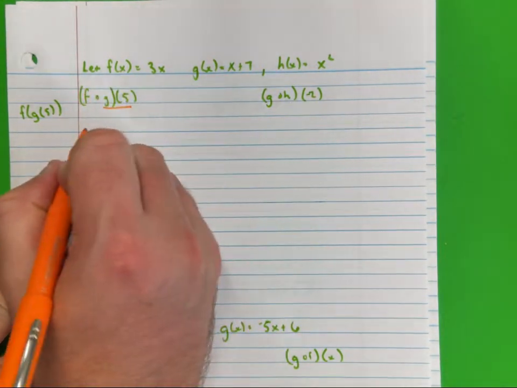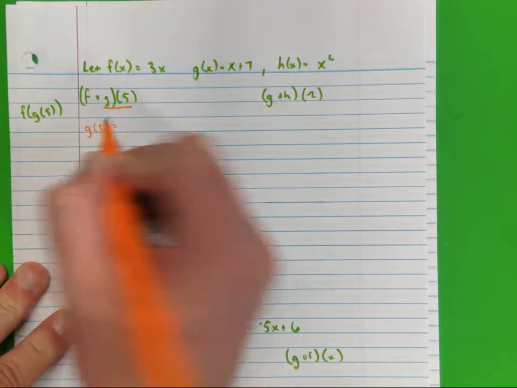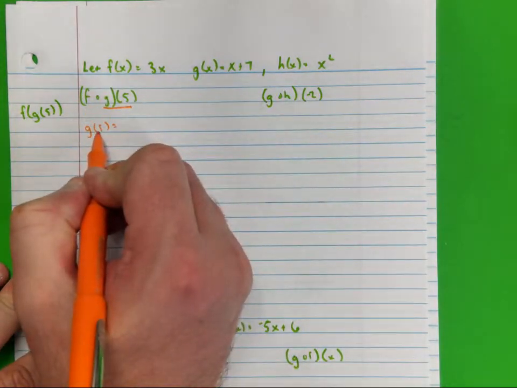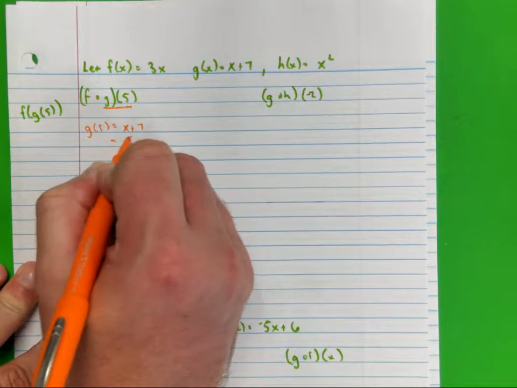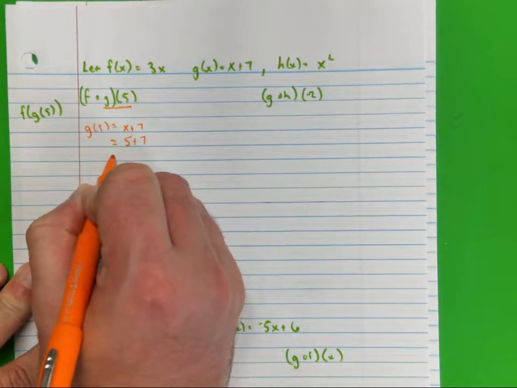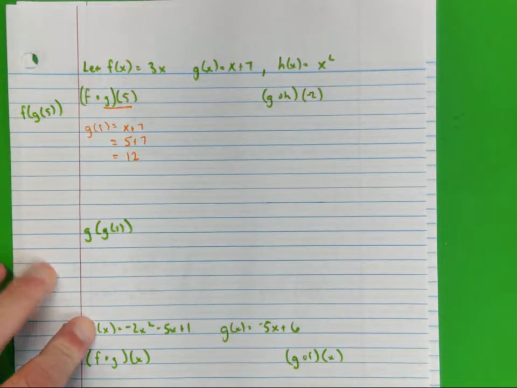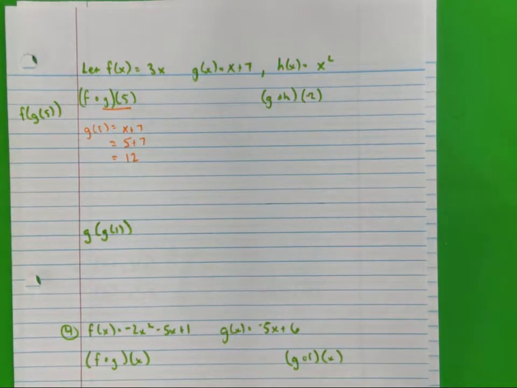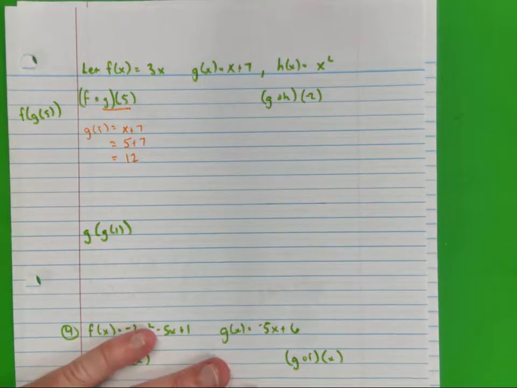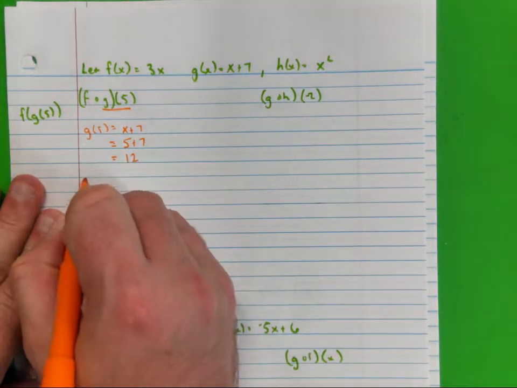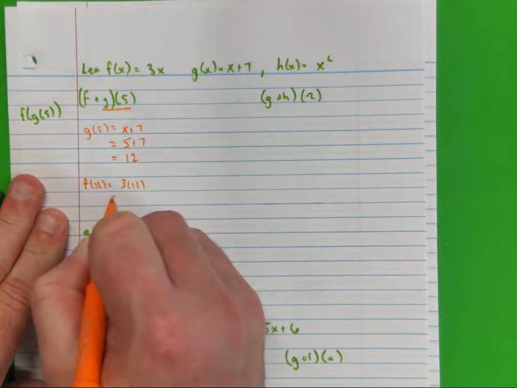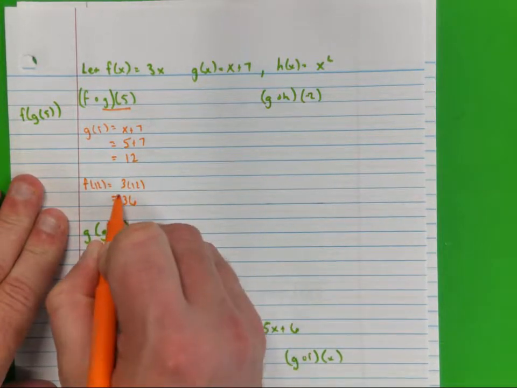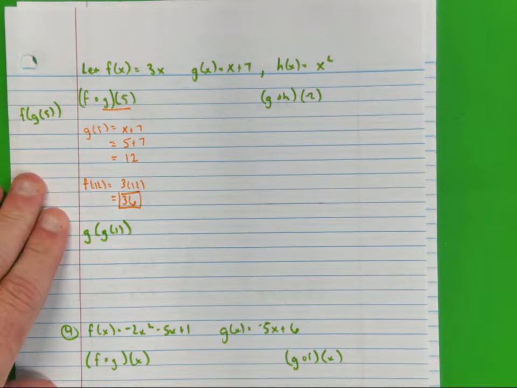So now watch how I write this, because I want to make sure you write it like this too. G of 5, I take 5 and I plug it into the G function. And I get 12. But is 12 my answer? No. Now I'm going to do F of what? 12. Very good. So my final answer is, that's what I box in.